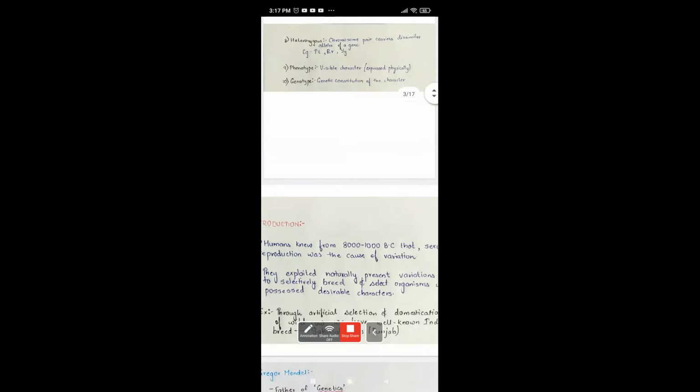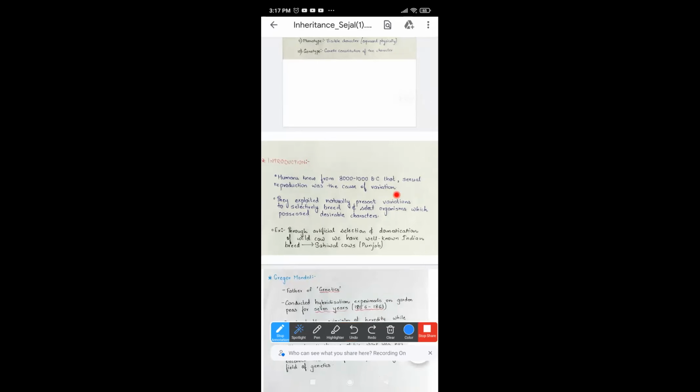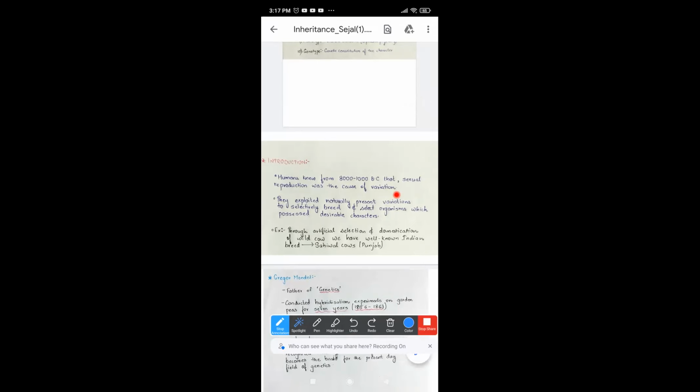Now we'll move on to the introduction to the main chapter. We'll see the intro of the chapter.